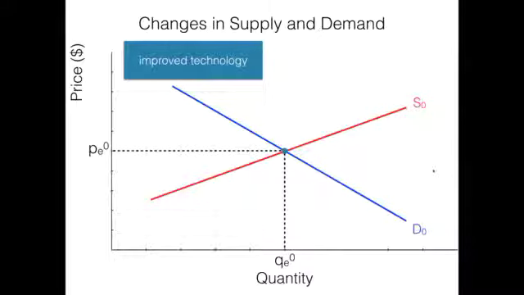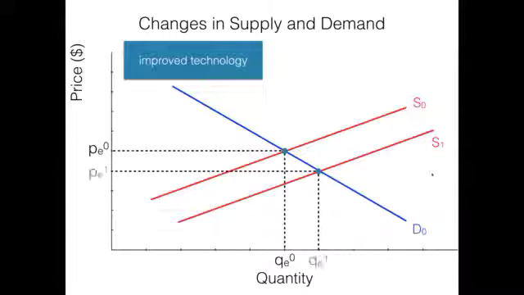And also, if there's changes in technology, in particular, if the technology allows you to produce more at the same cost, so this improved technology is increasing productivity. If we see improvements in technology, the supply curve will shift to the right. This will lower equilibrium price and increase equilibrium quantity.